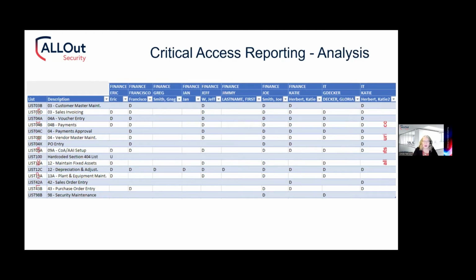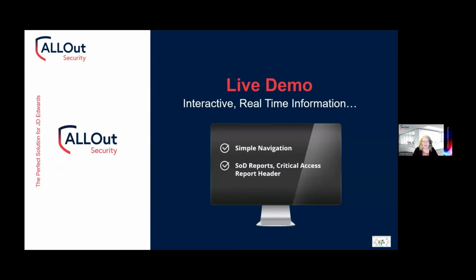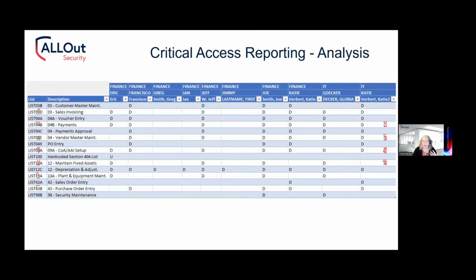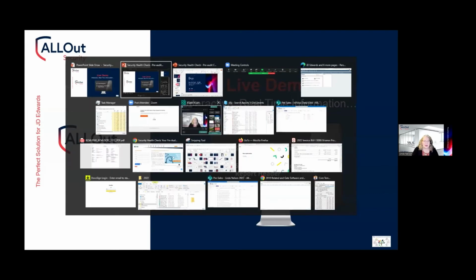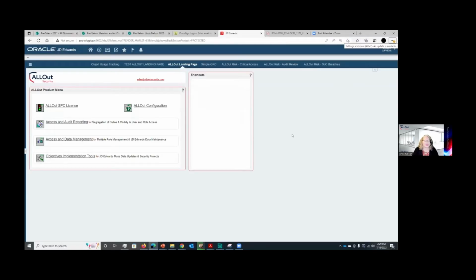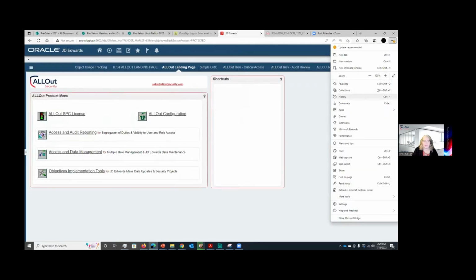All of our reports are standard E1 functionality. So I can run it to a PDF, I can run it to an Excel file to do analysis. The same thing I did with the SOD report with detail, I can do with the critical access. So let's look in the system at a little bit of navigation. Let's see if my system's timed out. It hasn't. So I'm in JD Edwards. I'm going to zoom this in a little bit so that it's bigger for you.